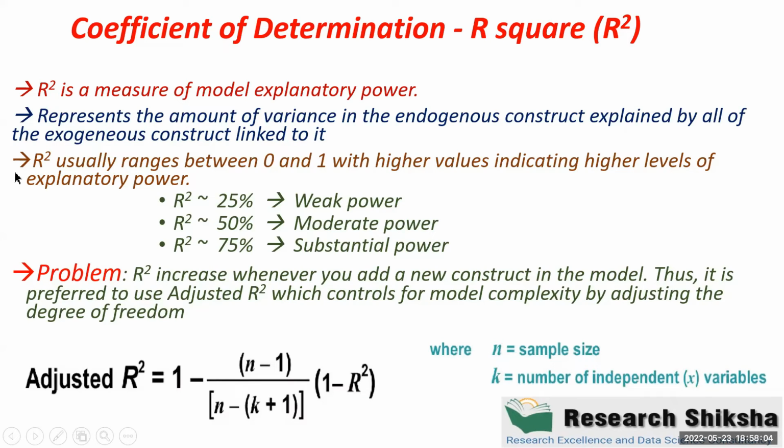And normally, irrespective of finance, marketing, or psychology, if R square is near 25%, it is weak power. More than 50% is moderate power, and more than 75% is substantial power.